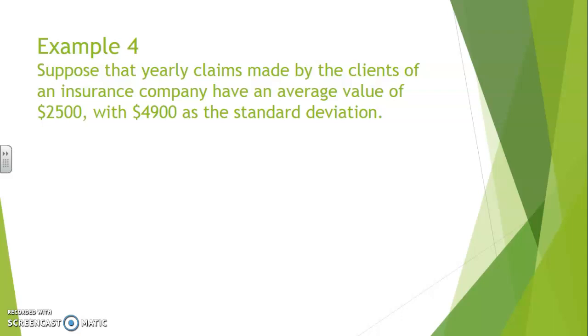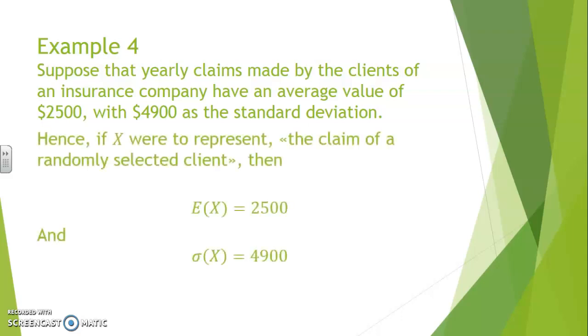Suppose that yearly claims made by clients of an insurance company have an average value of 2,500 with 4,900 as their standard deviation. If X were to represent the claim of a randomly selected client, then the expected value of this variable would be 2,500, and its standard deviation would be 4,900. Fine. Nothing says X obeys a normal law, however.